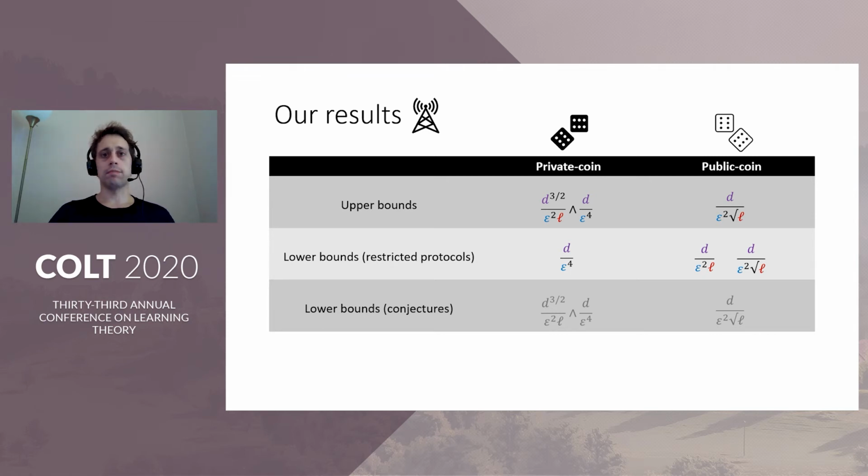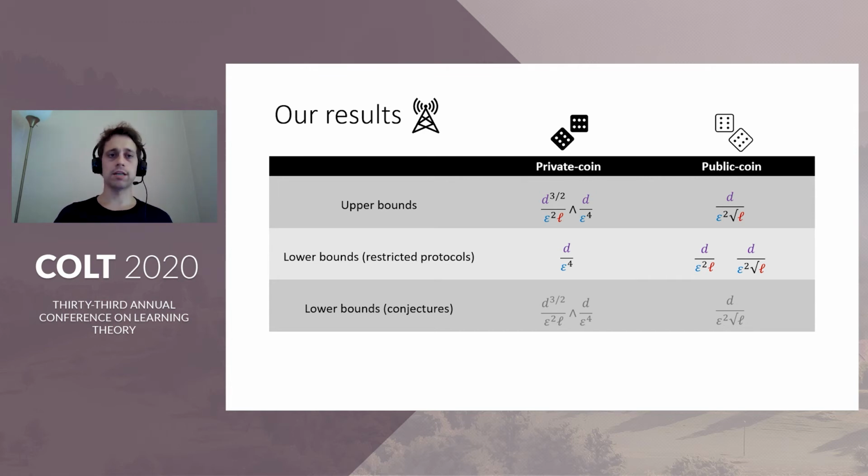For public coin protocols, we give a protocol that achieves D over epsilon square square root L. And again, you can see it as square root D over epsilon square, what happens without constraints, times square root of D over L, the blow-up factor. So the blow-up factor for public coin protocols here is the square root of what it was for private coin protocols.